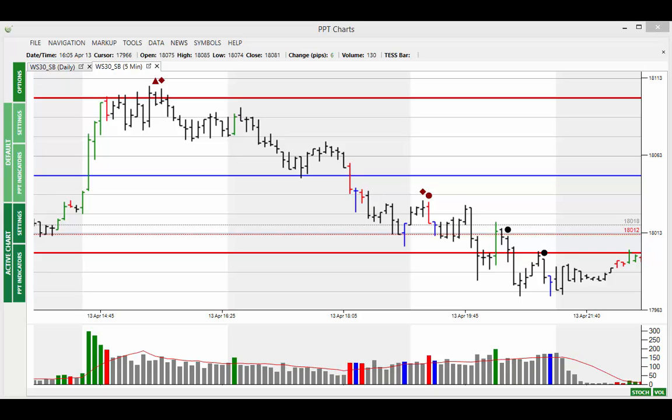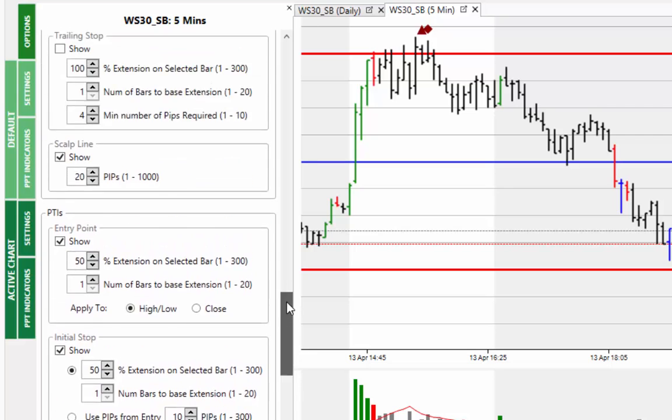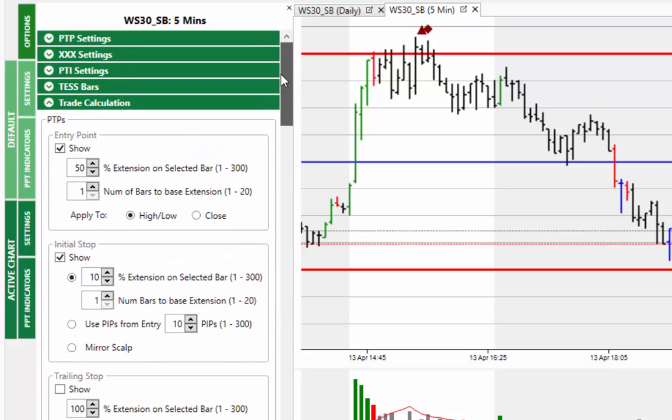Just before we get into today's markets and have a look at what happened during yesterday, I just want to cover a couple of things with regards to the PTP, XXX and PTI indicator settings. I received a question yesterday about this, and in the trade calculation is where there would be any difference in the appearance of the signals. We'll just have a look at that first.